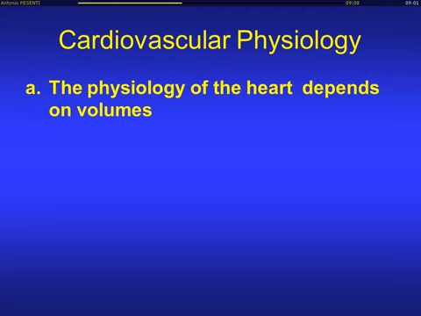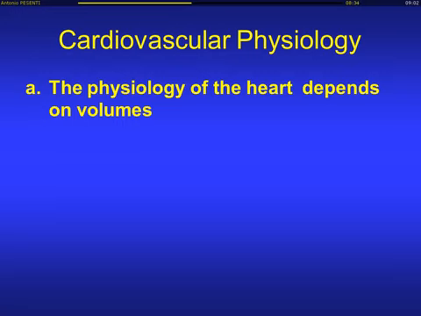Now, the other side of the game. I'm finished with flow. I did not talk about hypoxic vasoconstriction or VA/Q ratios. It takes too much time. But let's talk about pressures. Pressures, we think, are not important anymore because we don't measure them anymore.